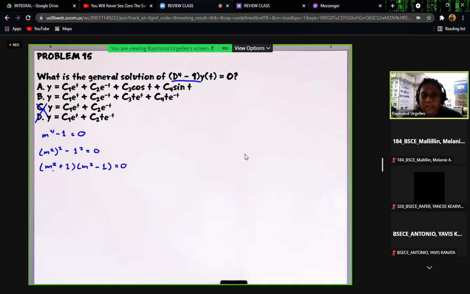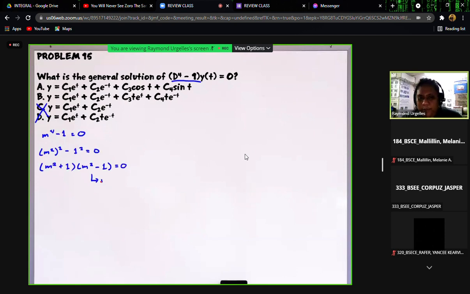Right? So then, solving this, m squared minus 1 is equal to 0. So kaya m squared is equal to 1. So kaya m is equal to plus or minus square root of 1. So kaya m is equal to plus or minus 1. Diba? So that's 1. Diba? So dito naman, we have m squared plus 1 is equal to 0. So you will get m squared is equal to negative 1.